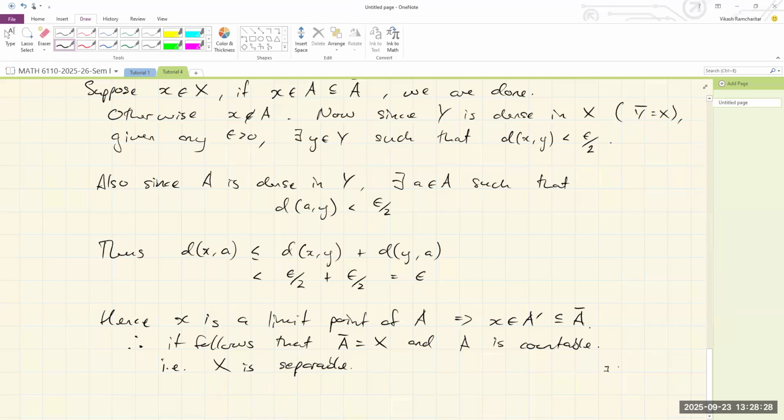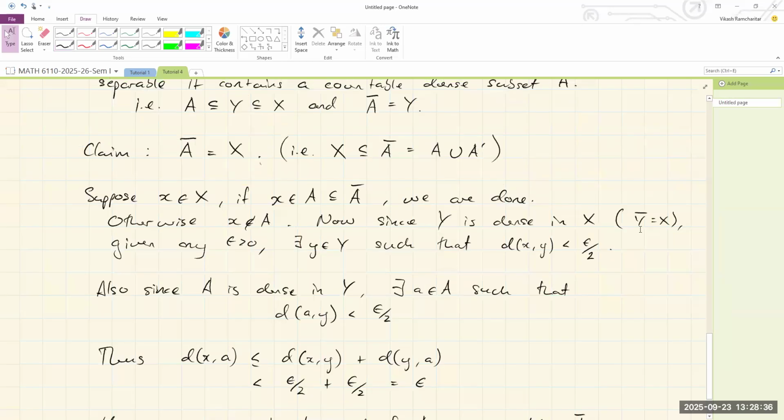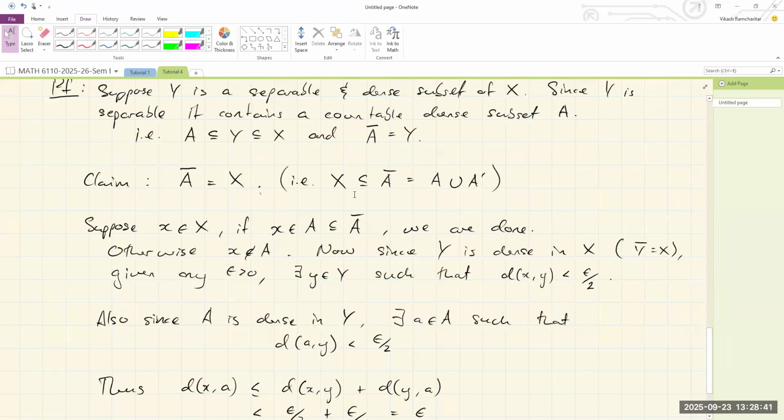Okay, so in this proof, we utilized the fact that Y is dense in X and A is dense in Y. So right over here, A is dense in Y and Y is dense in X.